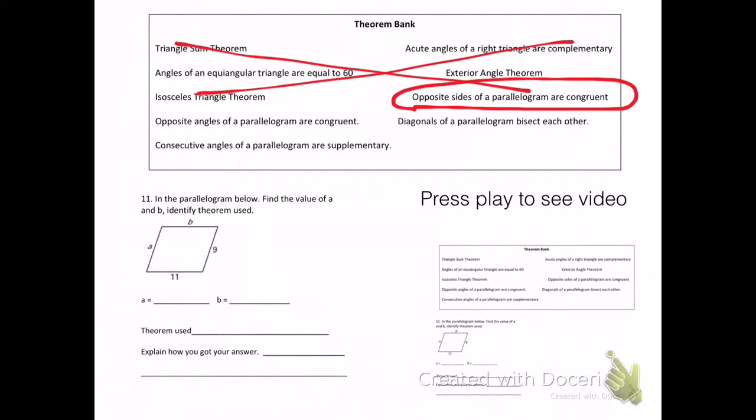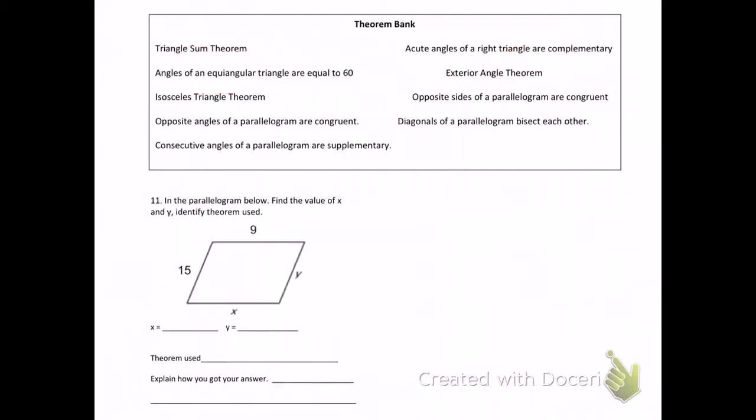So if I want to find the measure of A, I'll look at the opposite side, so A would give me 9. And if I want to find the measure of B, I look at the opposite side of the parallelogram, and B would give you 11. Now you work this one. Find the values of x and y.